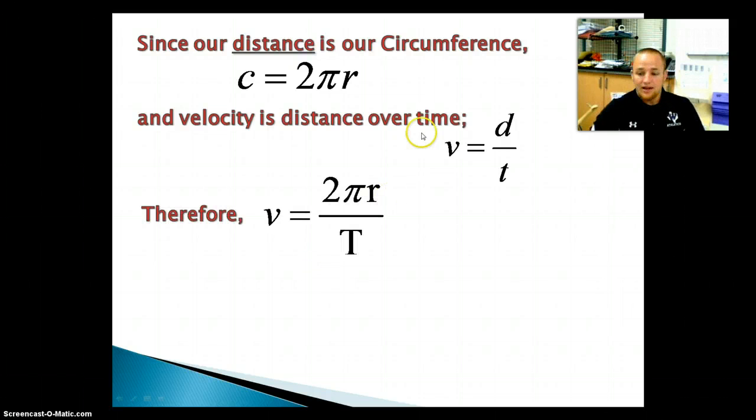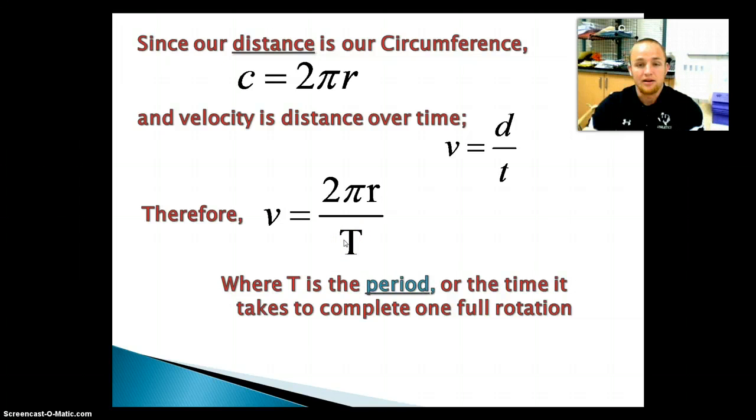Therefore, our velocity, just by simple substitution, since our circumference is our distance, it's 2πr, and we plug that in here, we just substitute, so now we get our velocity is 2πr over T, okay? And T in this case is not necessarily time, but it is a time, it's called our period. The period is the time it takes to complete one full rotation around that circle. So we completely cycle around that circle, and the time it takes is the period of our motion.